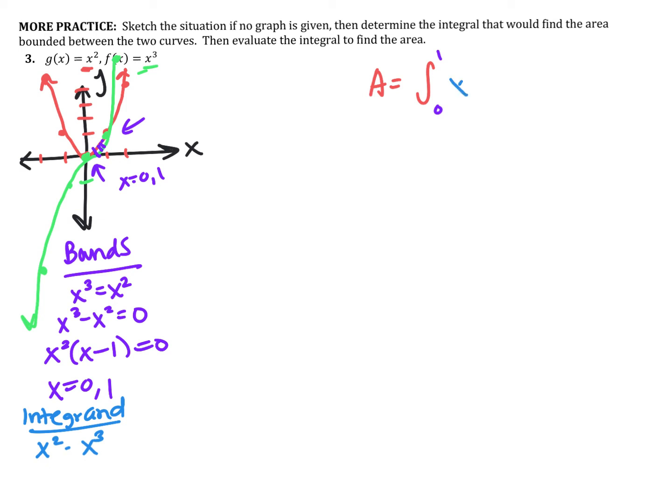But let's go ahead and set this up now. x squared minus x to the third dx. Go ahead and pause the video and find the antiderivative here and simplify down your area.